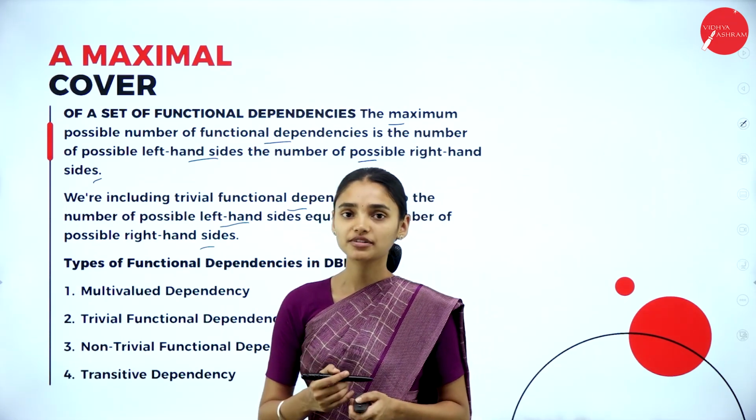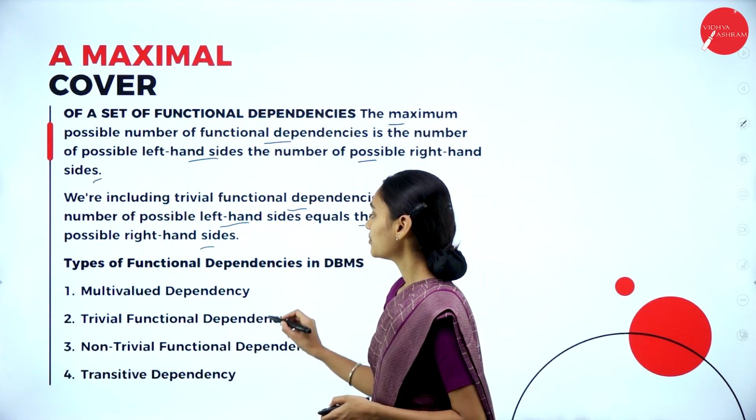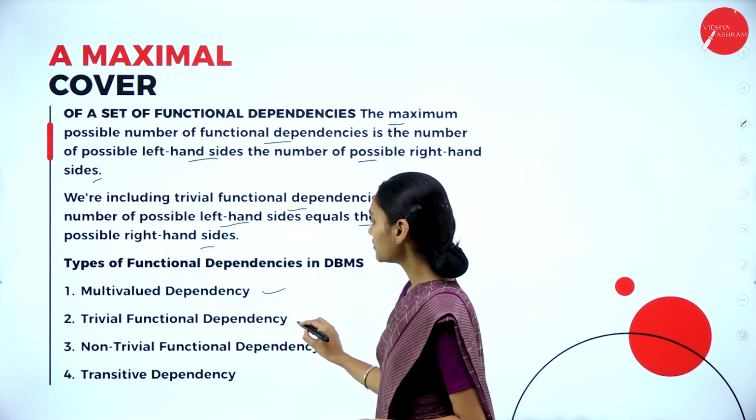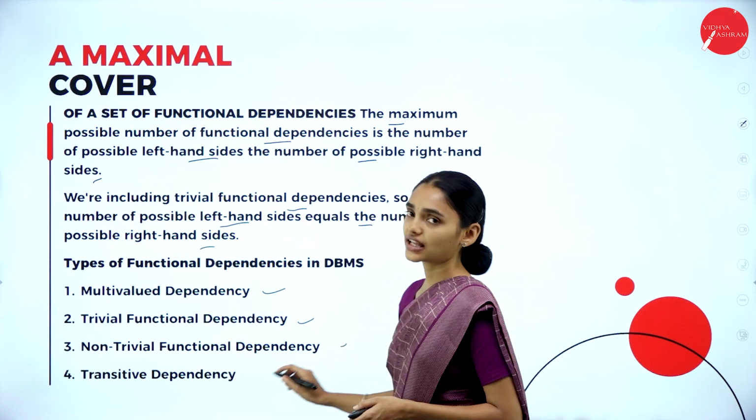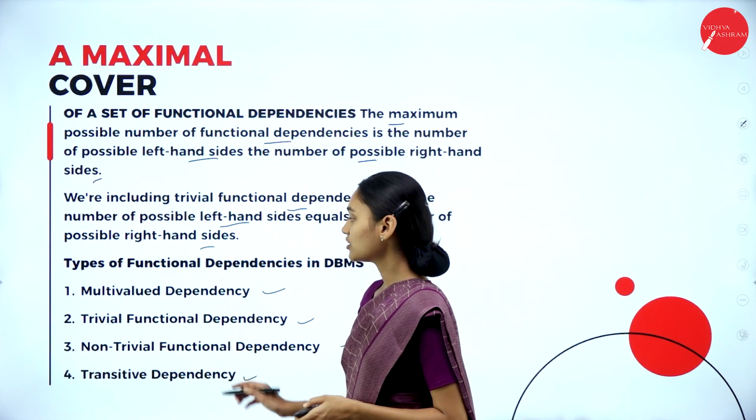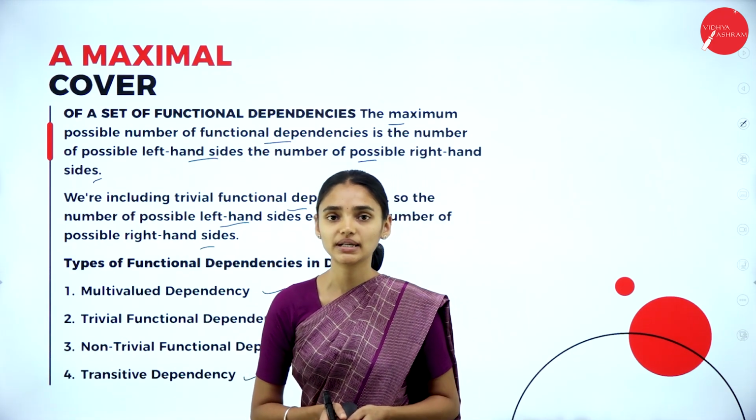So there are 4 types of functional dependency: multi-valued dependency, trivial functional dependency, non-trivial functional dependency, and transitive dependency. So these are the types of functional dependency.